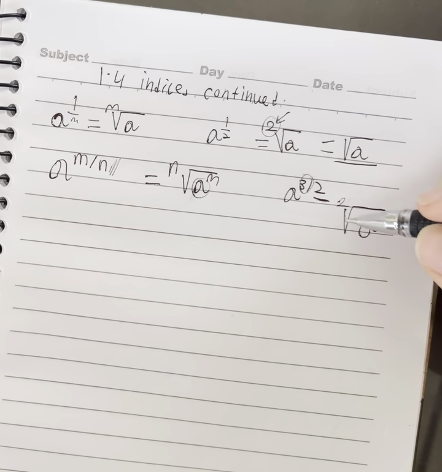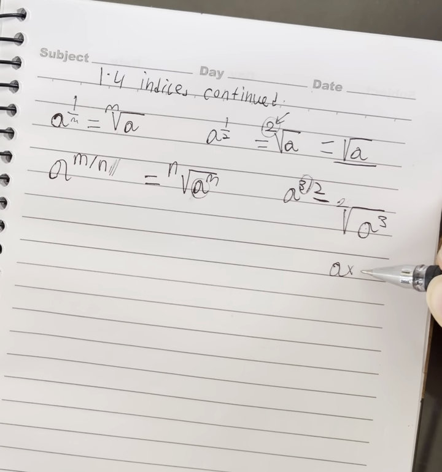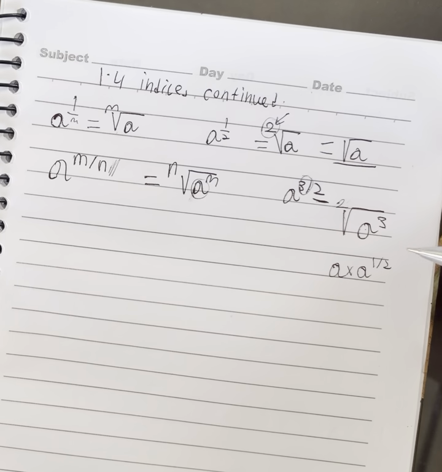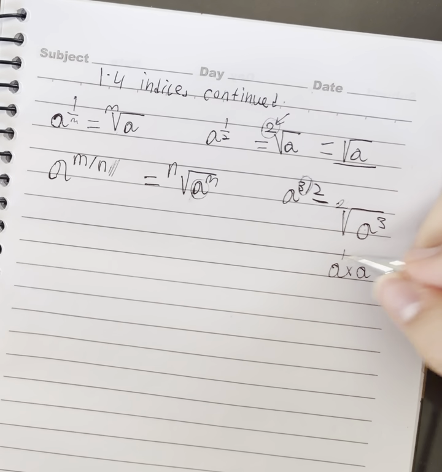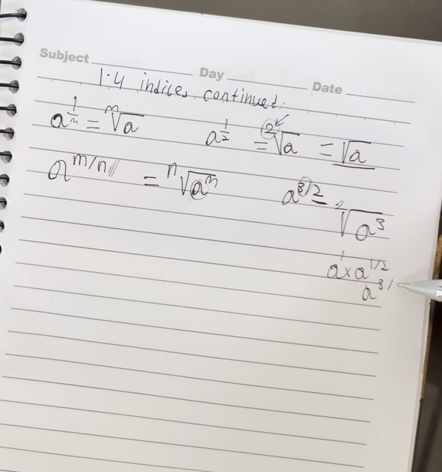This can also be written as a times a to the power of half, because a to the power of 1, and when you add them it becomes a to the power of 3 over 2.